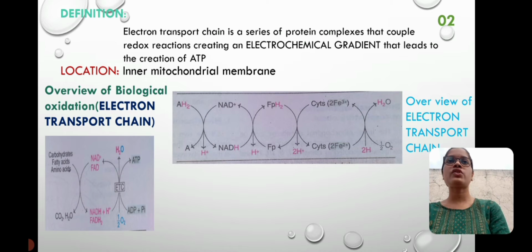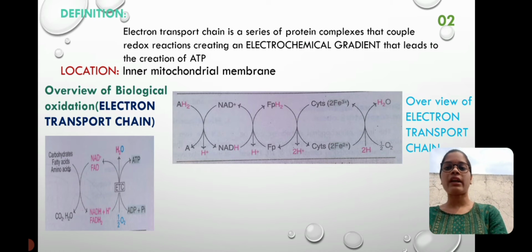Electron transport chain is nothing but the transfer of electrons, that means the energy from the substrate, and finally it results in the formation of water. And oxidative phosphorylation is nothing but the synthesis of ATP utilizing the free energy which is liberated in the electron transport chain. So now coming to the electron transport chain.